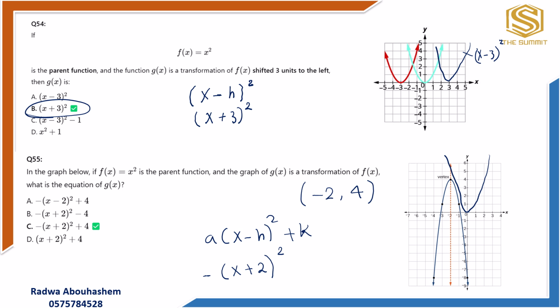And the k here is looking. The k is the vertical shift. You go 4 units up, right? So I have to add 4. So it's negative (x plus 2) all to the power 2 plus 4. So here again, I shifted 2 units to left and 4 units up.